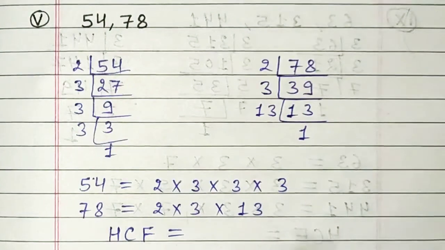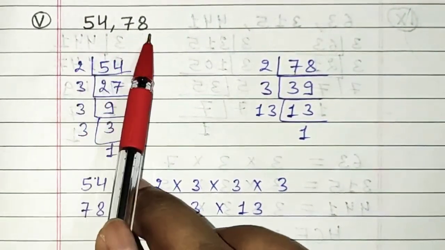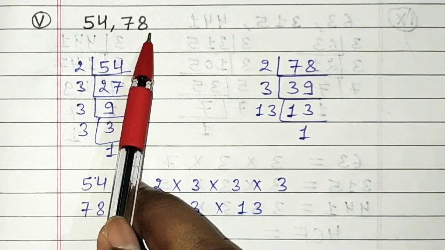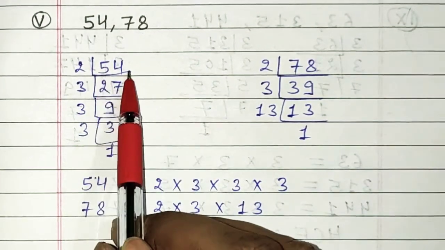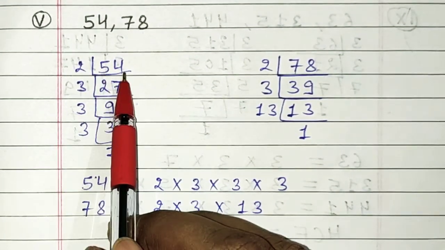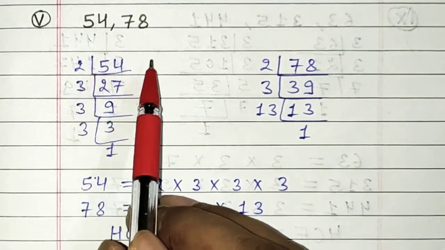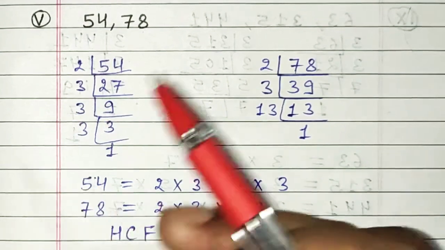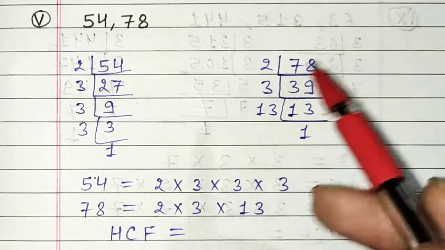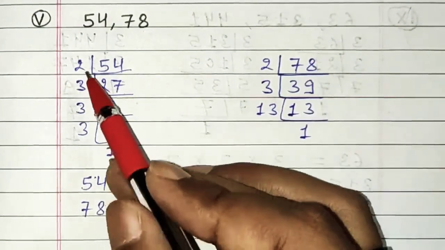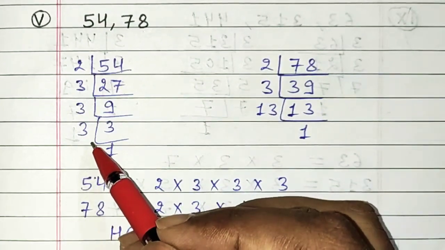Okay. Now part number 5, 54 and 78. You will have to find the SCF of 54 and 78 by prime factorization method. So again the similar method. First write 54 and check whether it is divisible by 2 or not. If it is not divisible by 2, then you will have to move to the 3. If it is not divisible by 3, then you will have to move to 5 and then 7. Only prime numbers you will have to use. These factors must only be prime numbers.